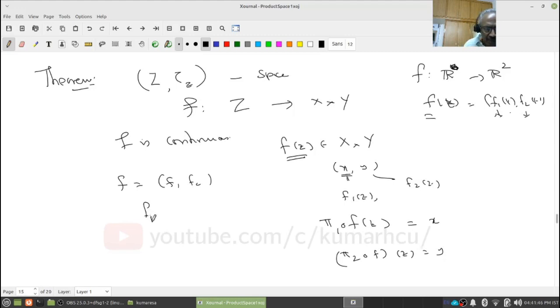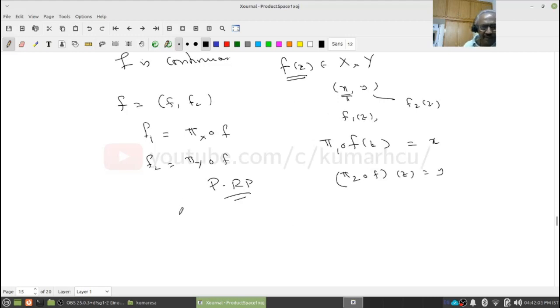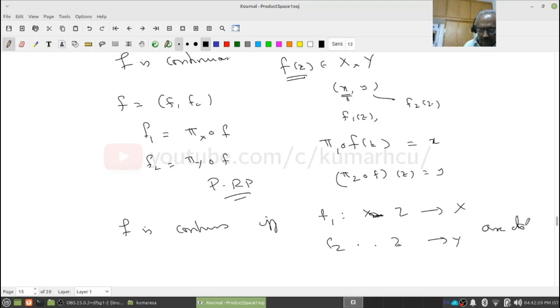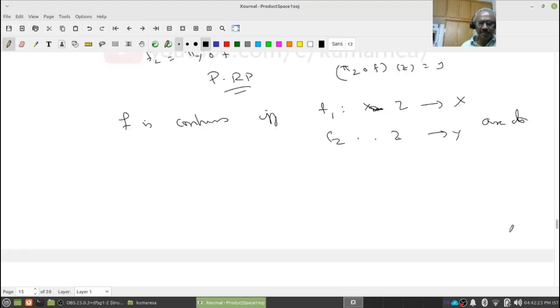Therefore, my f1 is pi x composite f. I wrote pi 1, but anyway it's okay. And f2 is pi y composite f. Do you understand that? So we want to say f is continuous if and only if f1 from z to x and f2 from z to y are continuous. Is the statement clear? f is continuous if and only if f1 is continuous and f2 is continuous.